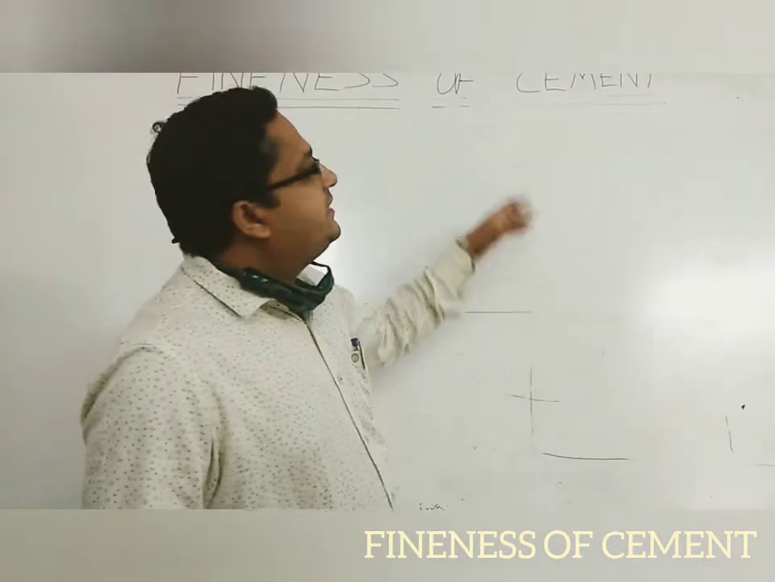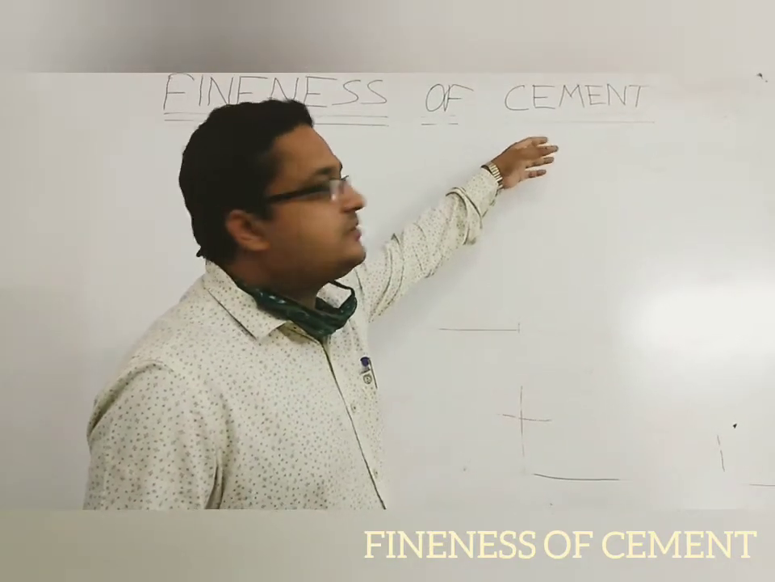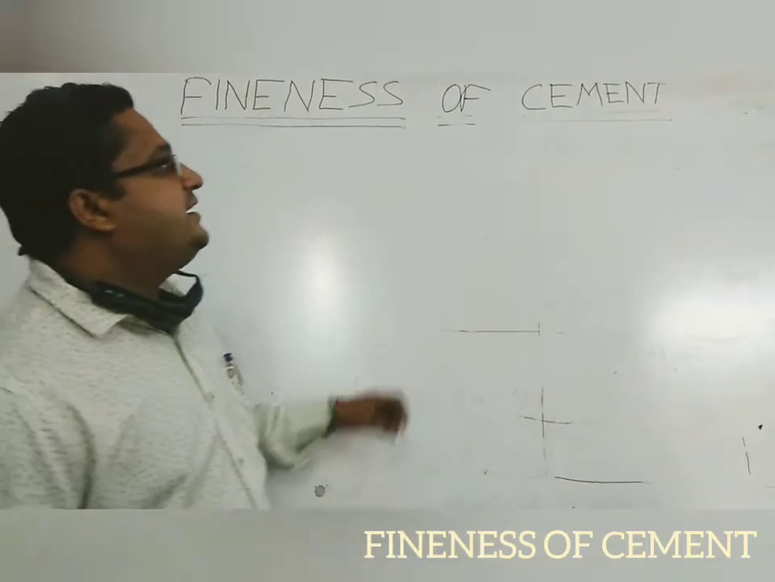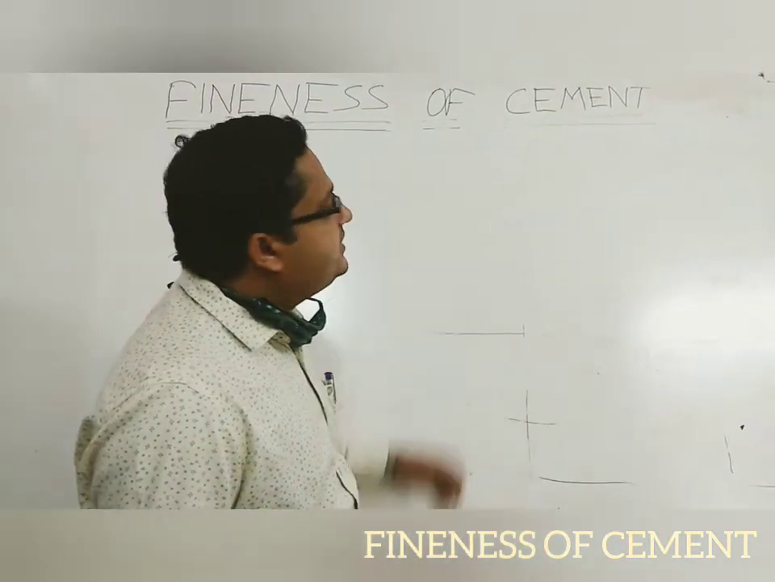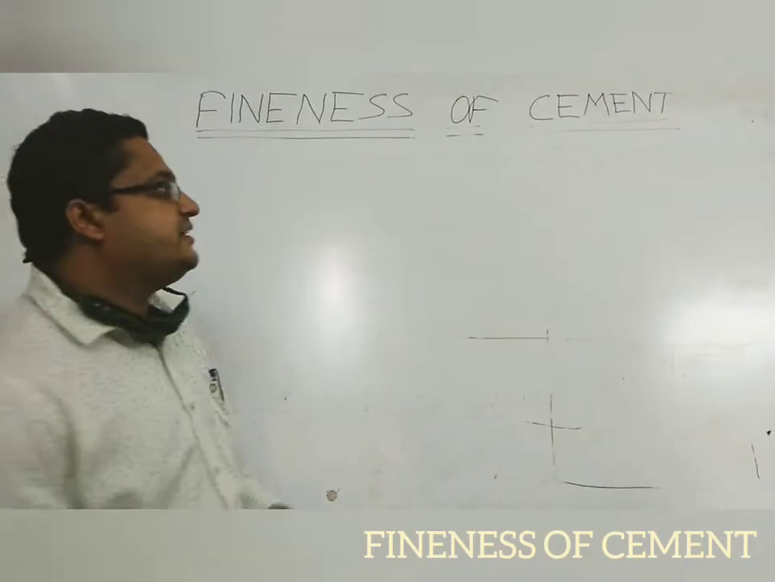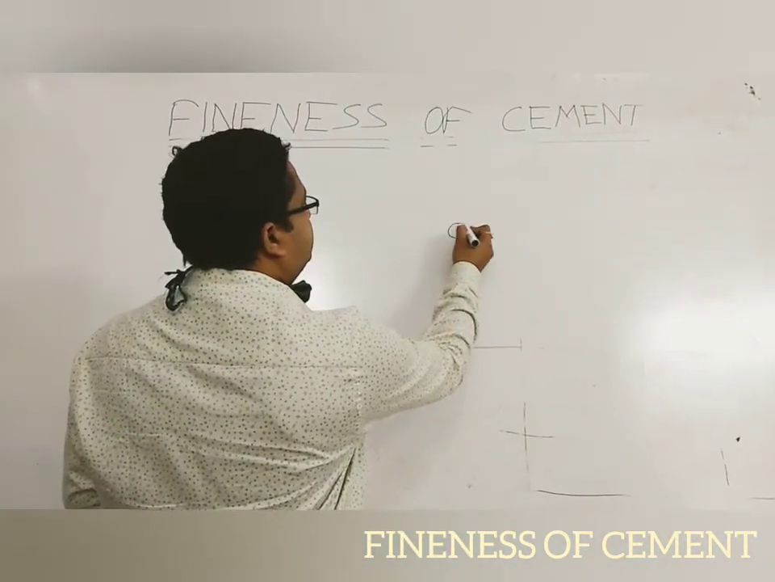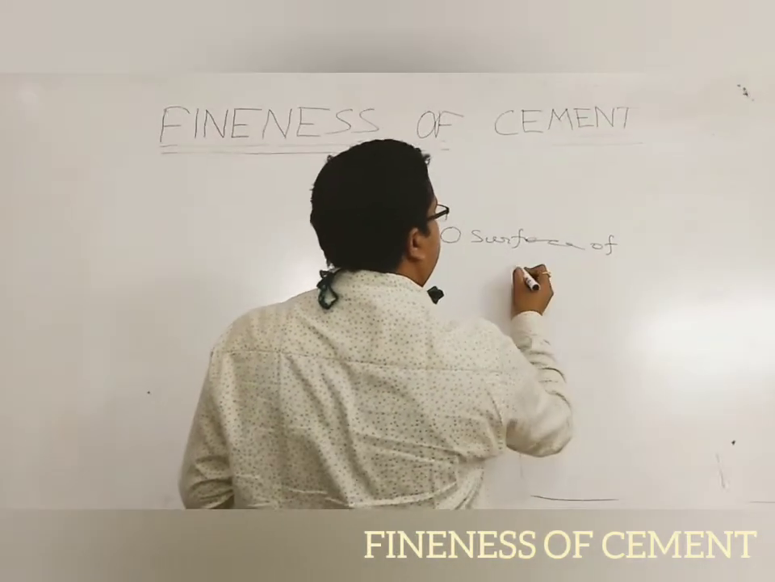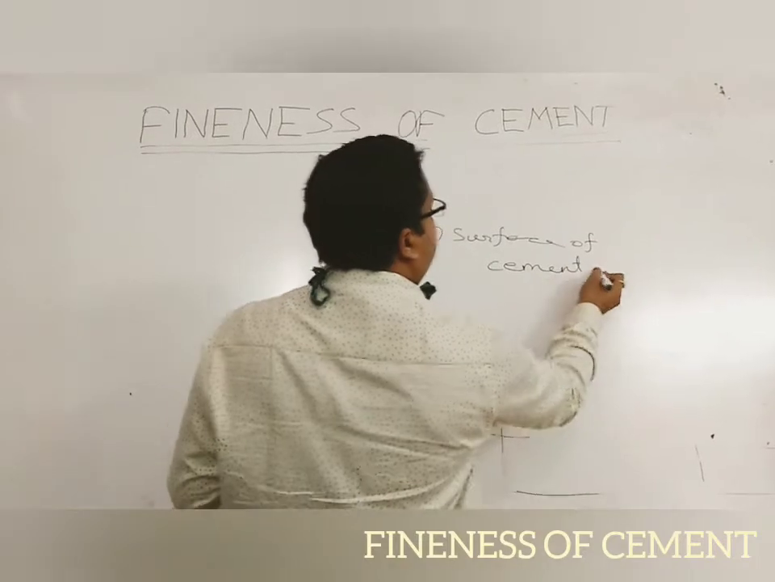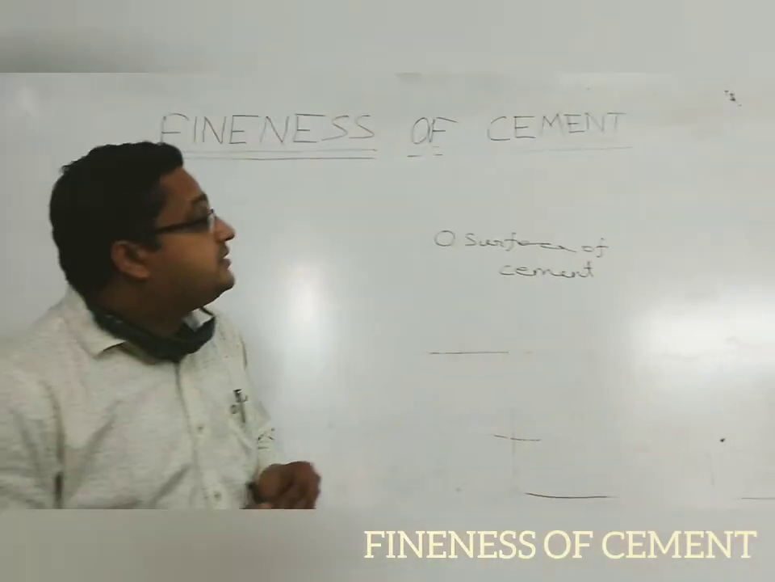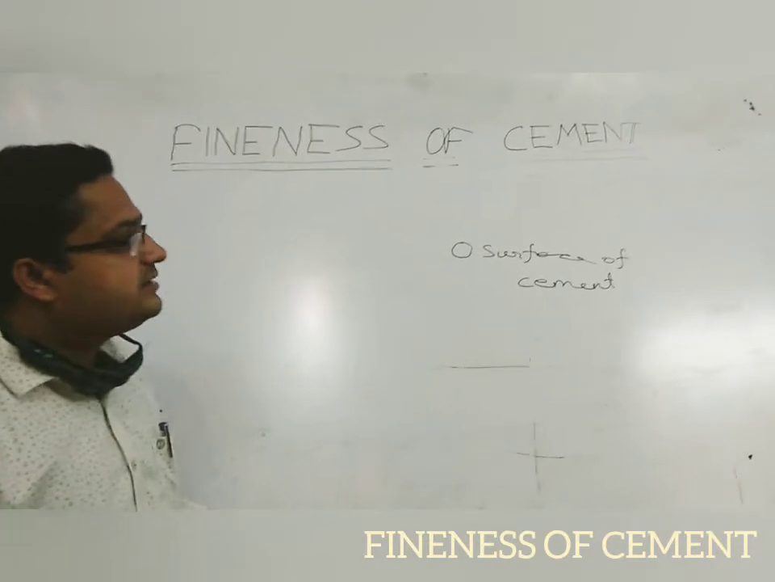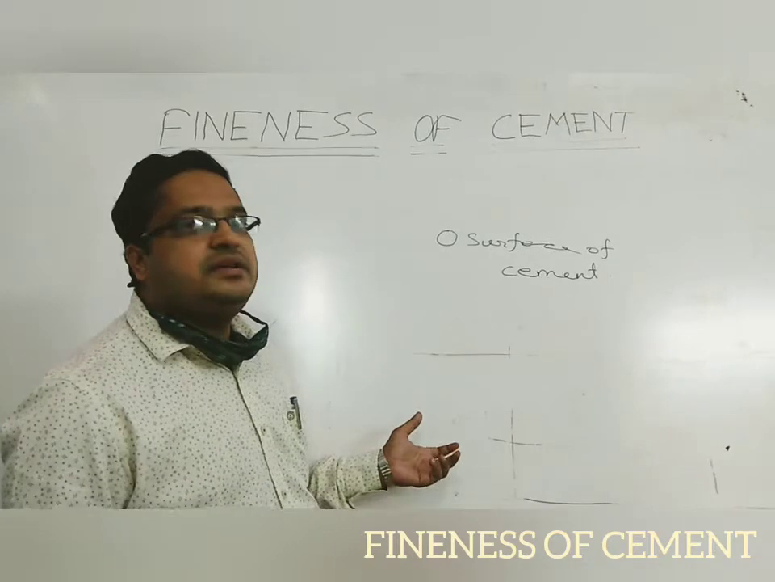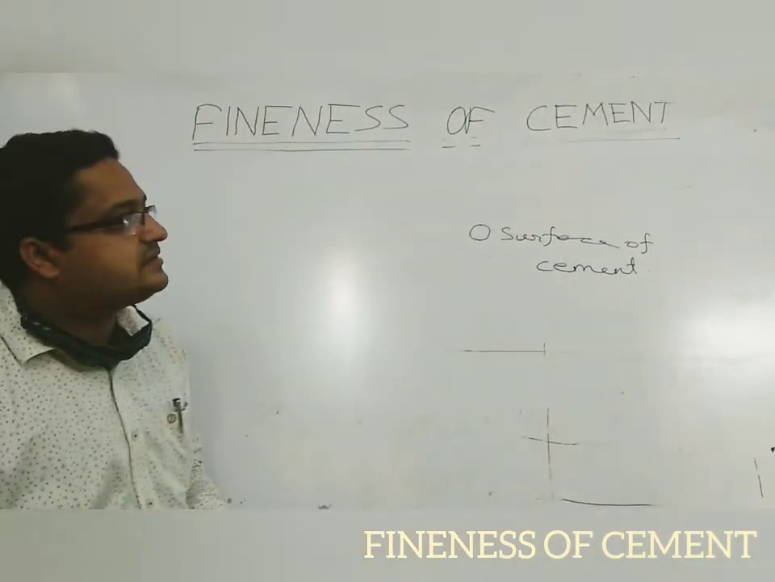When water is added or comes in contact with cement, then hydration takes place, and this hydration depends on the surface area of cement. Now, if the surface area is large, then the strength will be more, and if the surface area is less, then strength will be less.